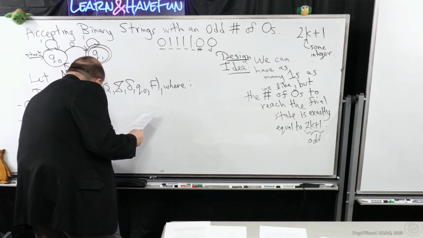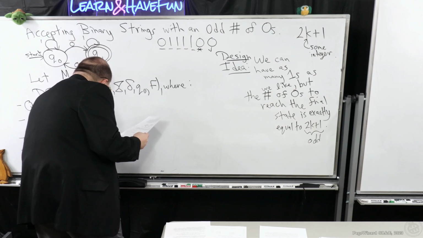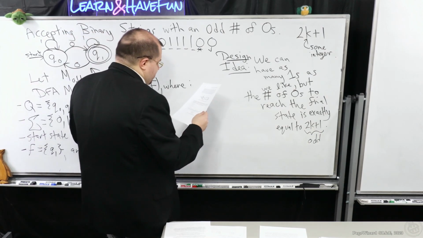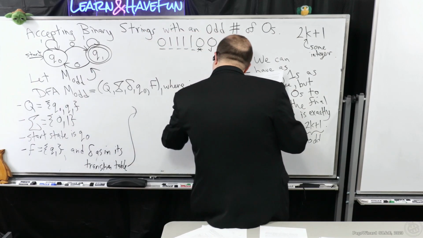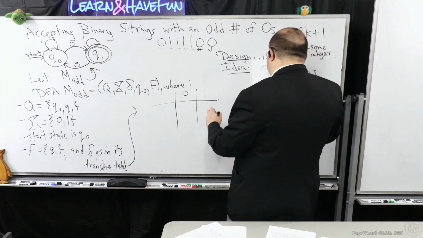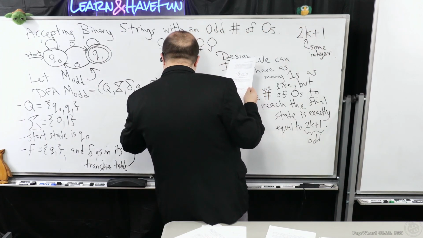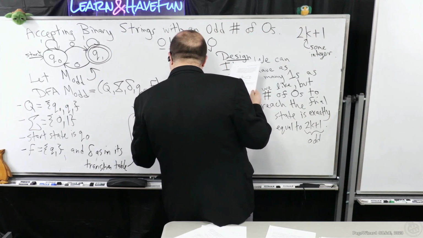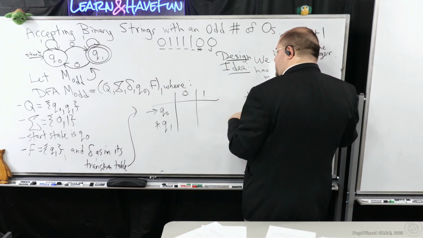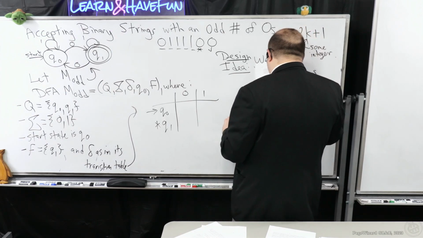And delta as in its transition table. Now let's draw the transition table. It's nice and small. 0, 1, because those are my input symbols. I have two states, Q0, Q1. Q0 is a start state, Q1 is the final state, so I'm just going to label them accordingly, where Q0 is the start state, Q1 is a final state. I indicate them with the star.